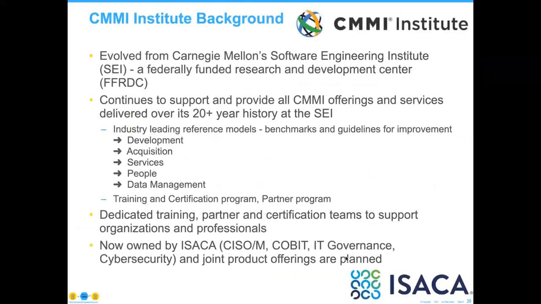So CMMI as an institute turned out to be a group that the university, Carnegie Mellon University, spun off as a for-profit agency. Again, the SEI, as I mentioned before, is this federally funded research and development center and has done really good work over the years. The CMMI Institute was put together to commercialize this process, and it was sold to a very fine group called ISACA, and they're working on all sorts of activities around all this.